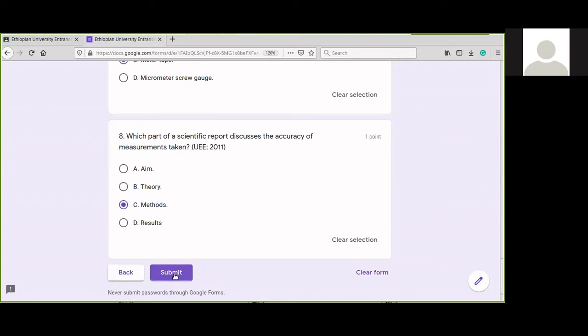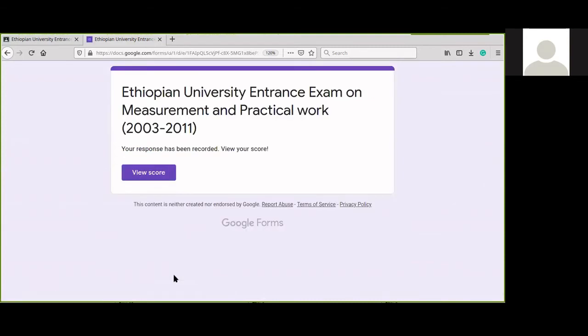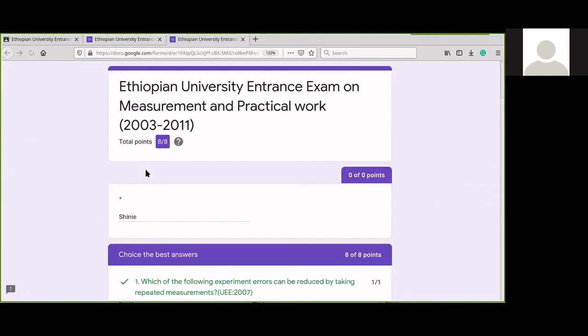Okay, we can submit our result. We can view our score. So we did 8 out of 8. You can clap for yourself. Is there any question up to this? No. This is all about grade 11 chapter 1, which is about measurement and practical work.